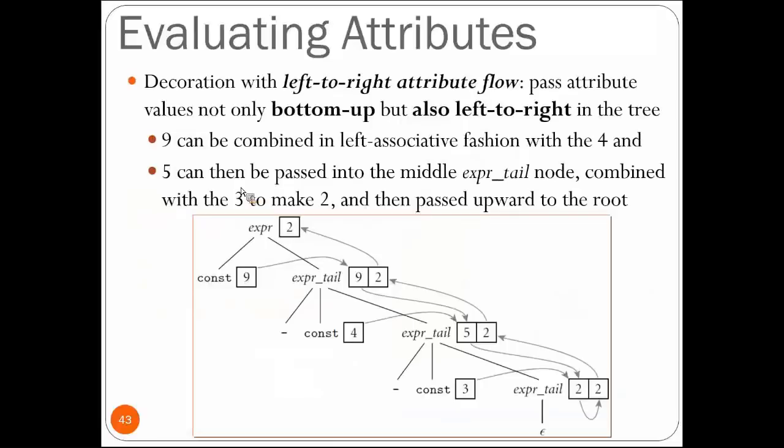So we can decorate left to right attribute flow, past the attributes not only bottom up but also left to right in the tree. Like in this case, 9 should be passed to the left-hand side in the expression tail, and then it should be passed down during parsing to subtract from 9 the value 4 to obtain 5, 5 minus 3 to obtain 2, and then 2 to be copied and finally passed as the value of the entire expression. So we have an attribute flow that doesn't go only from bottom to top, but it can also go from one child to another child in the parse tree, or from the child to the root, or to the parent in the parse tree, but also from the parent to the child in the parse tree.